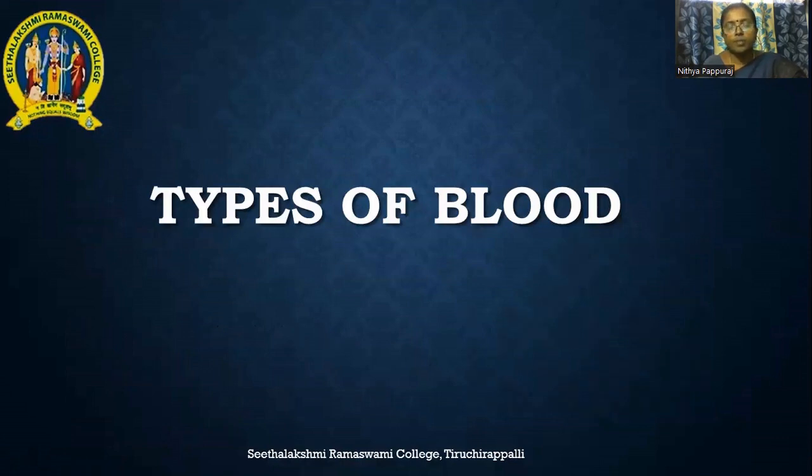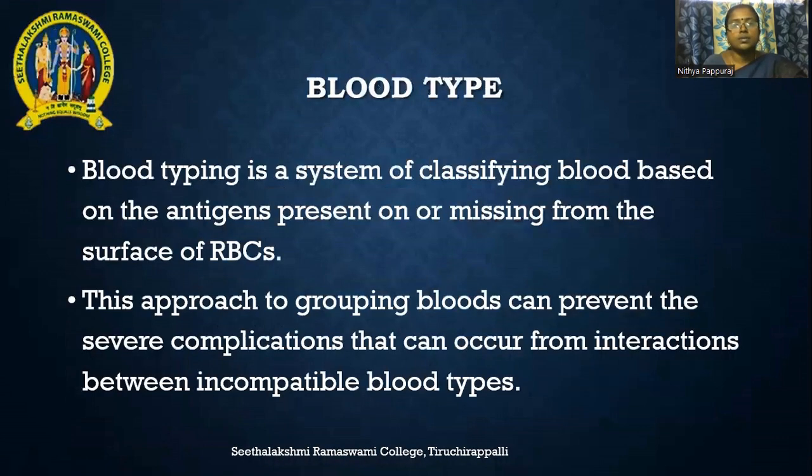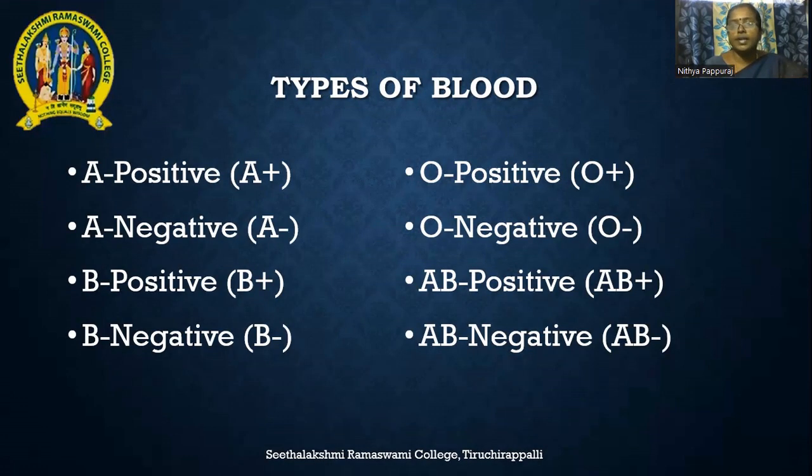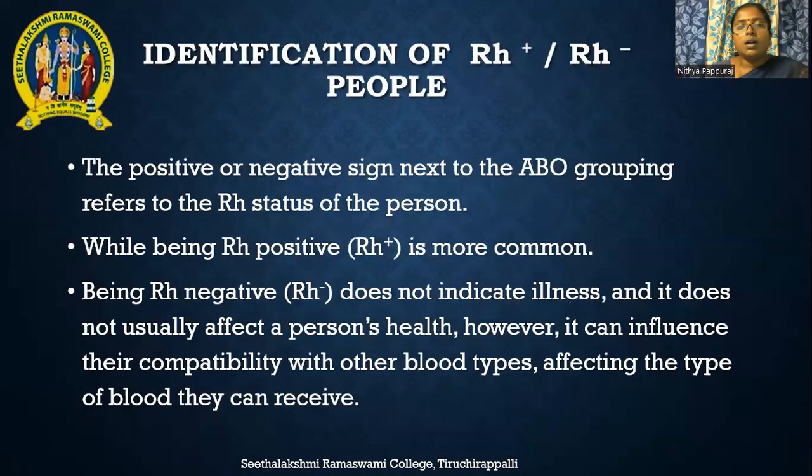Now let's see the types of blood. There are different blood types. Blood typing is a system of classifying blood based on the antigens present on or missing from the surface of RBCs. This approach to grouping bloods can prevent the severe complications that can occur from interaction between two incompatible blood types. Different types of blood are there: A positive, A negative, B positive, B negative, O positive, O negative, AB negative, AB positive.